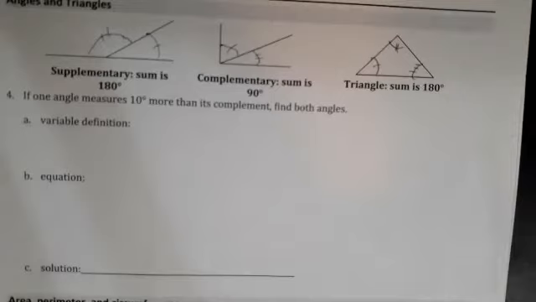So let's read the problem. If one angle measures 10 degrees more than its complement, find both angles.